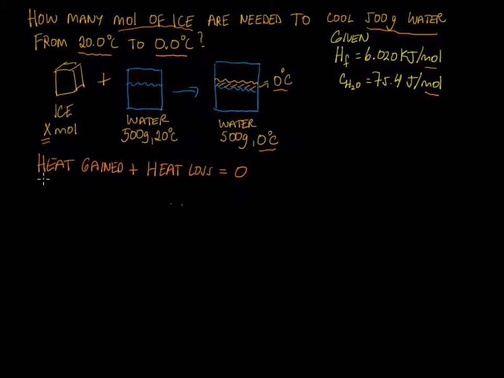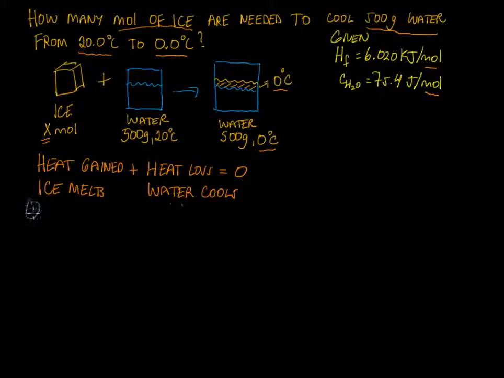When ice melts, thermal energy is inputted into it, so we can calculate how much heat is gained by ice melting. And water loses heat if it decreases in temperature. So we have basically two different processes occurring here, and we use this equation to figure out what x is at the end of the day. So let's go ahead and calculate the amount of heat gained.